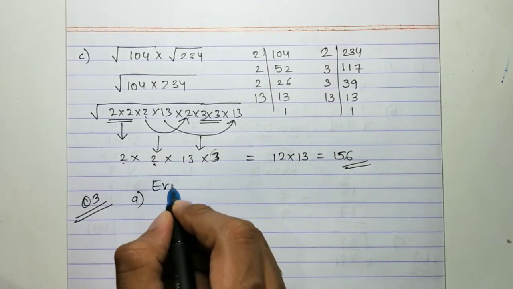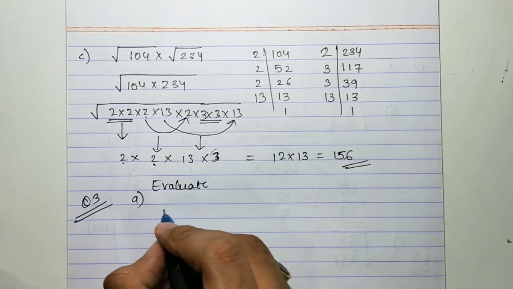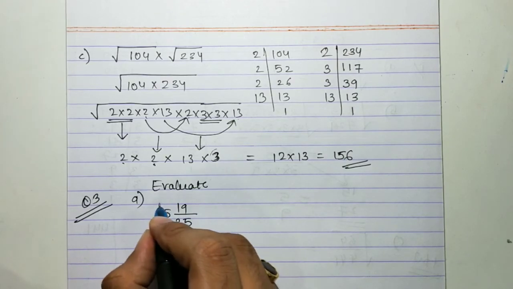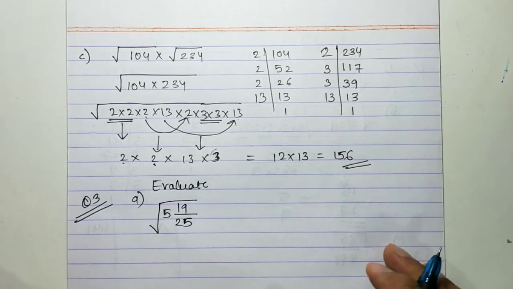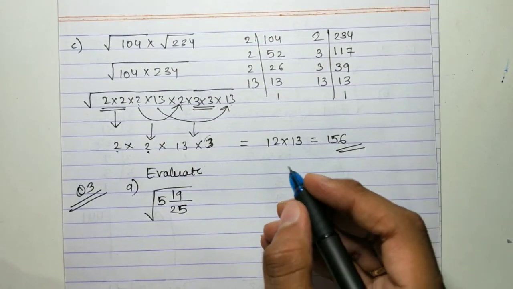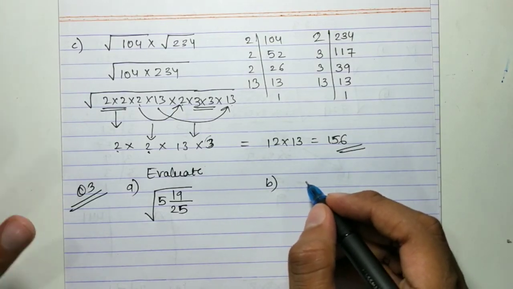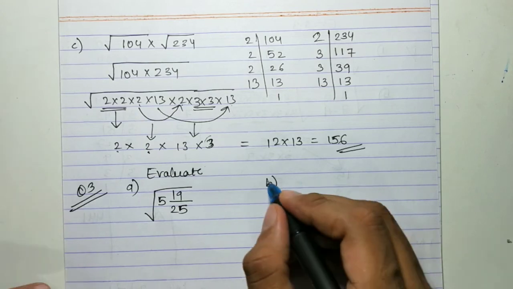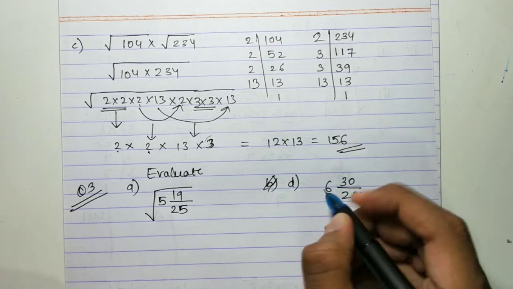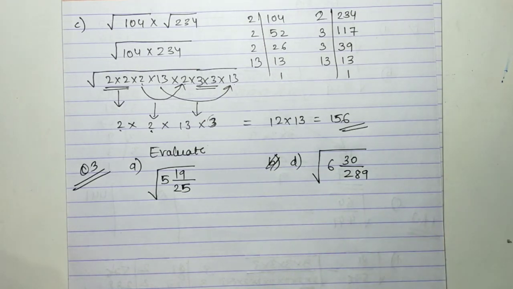Now in question number 3 they are asking you to evaluate. The first question is 5 19 upon 25, and we have to find the square root of this. 5 19 upon 25. Second, I'll just copy the question. B1 is easy, I'll do the D1: 6 30 upon 289. Two difficult sums I do, the other two you can do on your own.